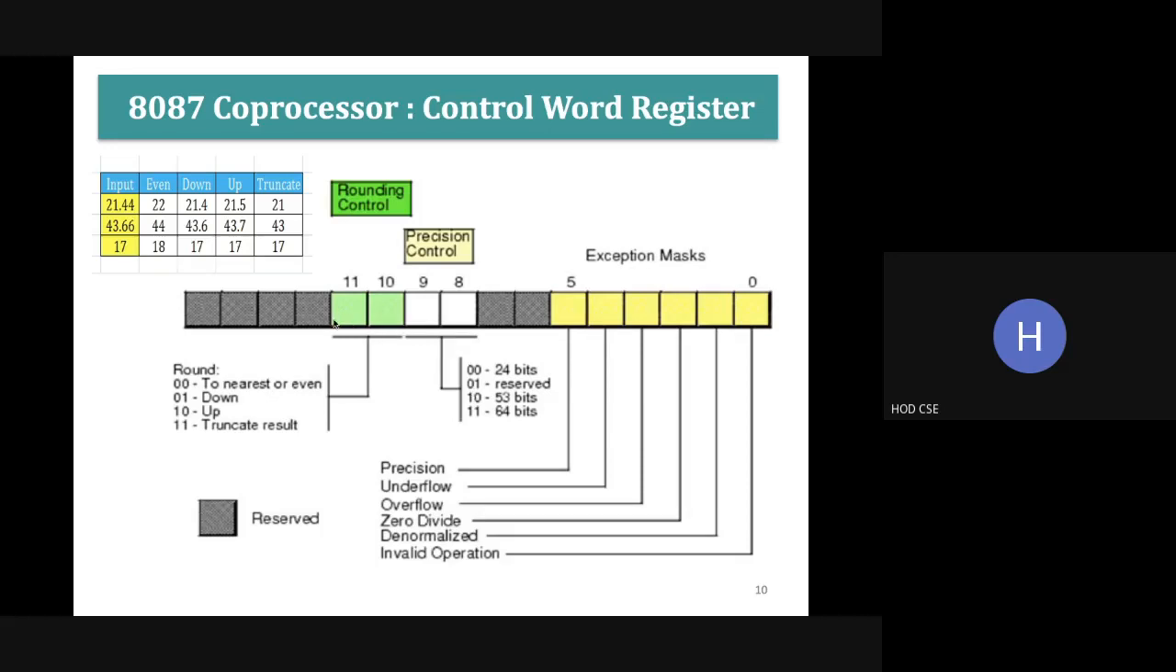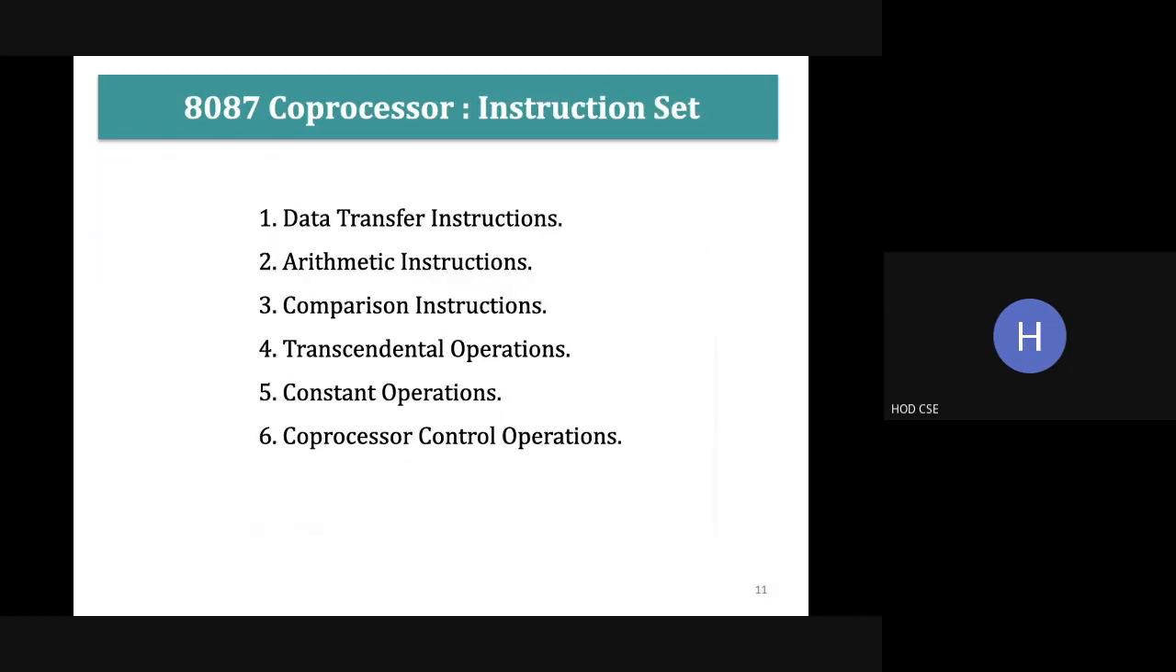And for rounding control, the 10th and 11th bits are used. 0, 0 means rounding to the nearest or even; 0, 1 means rounding down; 1, 0 means rounding up; and 1, 1 means truncate the result. This is the structure of the control register. So now let's see the instruction sets.